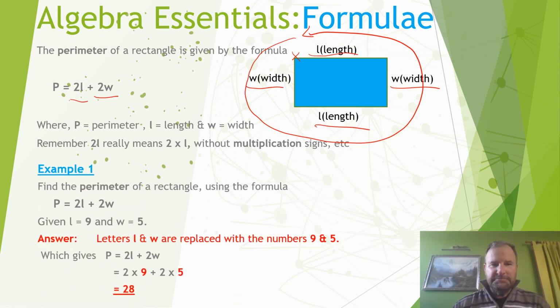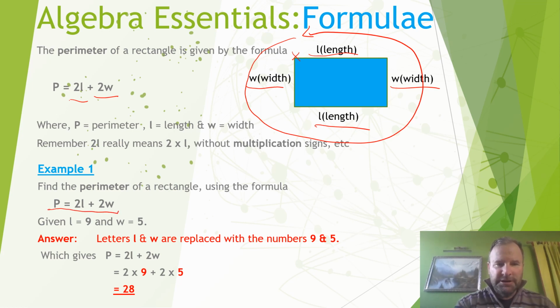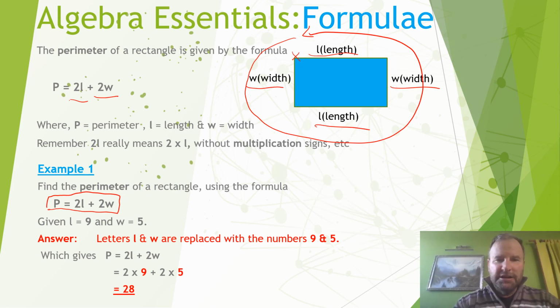Here's an example. Find the perimeter of a rectangle using the formula. Now that we know this formula, we can work out the answer. Given that L equals 9 and W equals 5, we replace the L with the 9 and the W with the 5. Once we do that, we substitute in the numbers. 2 times 9 is 18 and 2 times 5 is 10, and then we get the answer 28 units.